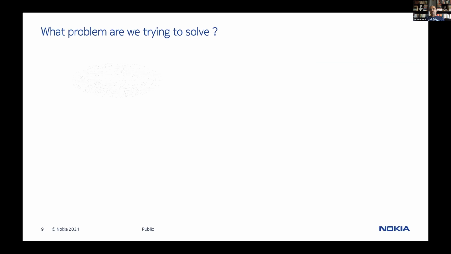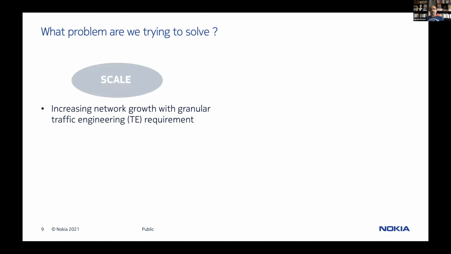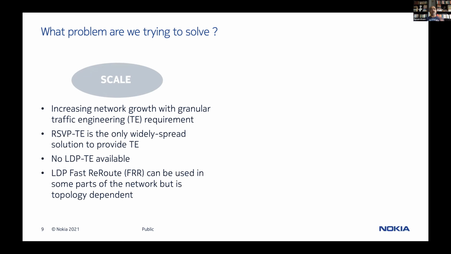Right. So what problem is it that we're trying to solve here? I've said this a few times, so I'm sure you've got this. Scale. Simple as that. We need to scale the network in order to achieve this granular traffic engineering. RSVP-TE is really the only solution that we have for traffic engineering. And as you heard, it doesn't scale. There is no concept of LDP-TE. There were some initial efforts at doing traffic engineering in LDP, but they never got anywhere. So it's just RSVP-TE.